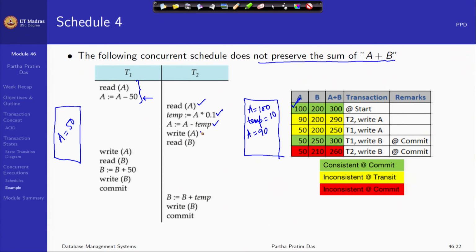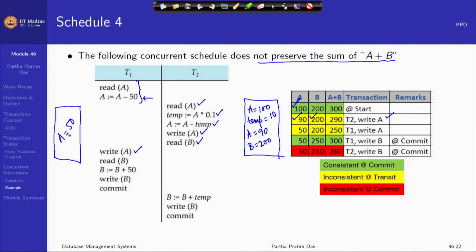So, transaction T 2 writes that A. So, this 90 gets written, and after this write has been done, you are in a transient inconsistent state, because they do not add up to 300 anymore as they should have. And remember that the local copy of A in T 1 remains to be 50. Then you read B. So, you read 200, and this is what we have in the local copy of T 2.